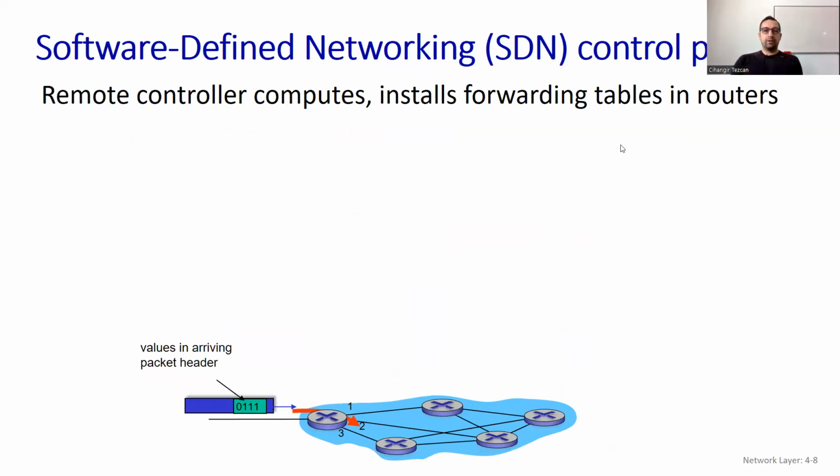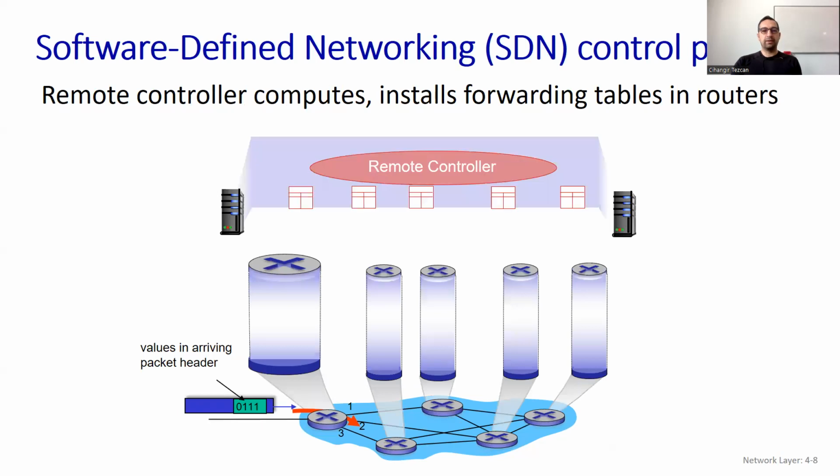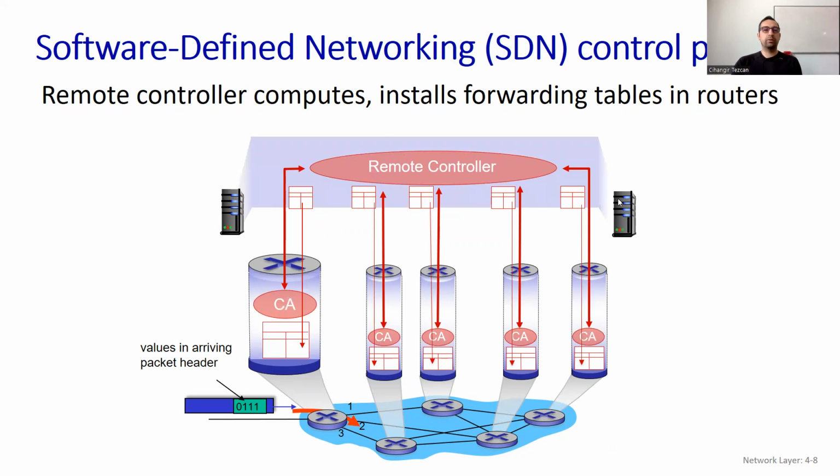Software-defined networks at the control plane work like this. A remote controller computes and installs forwarding tables in routers. So the idea is as follows: we have maybe some cloud services and so on. They are remotely controlled and they send you the routes. So this way, you create these tables according to the information you receive from there.